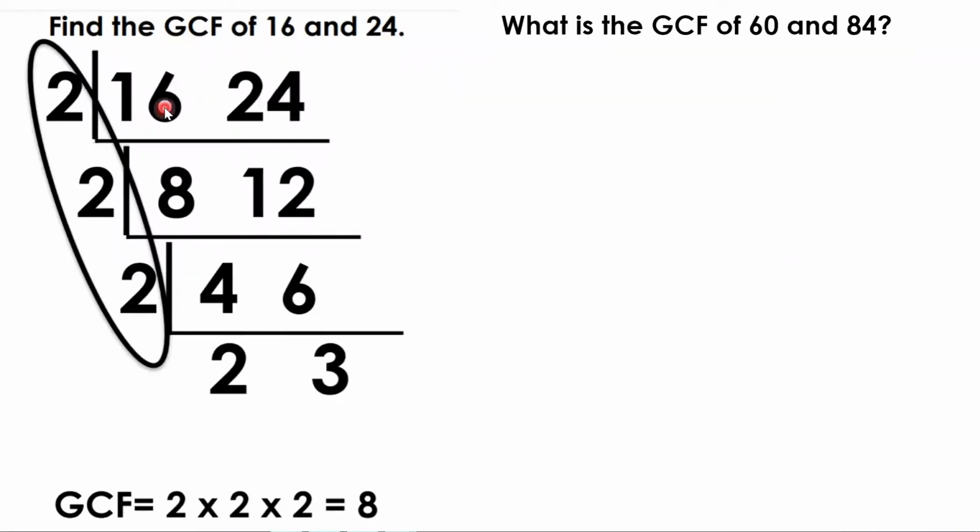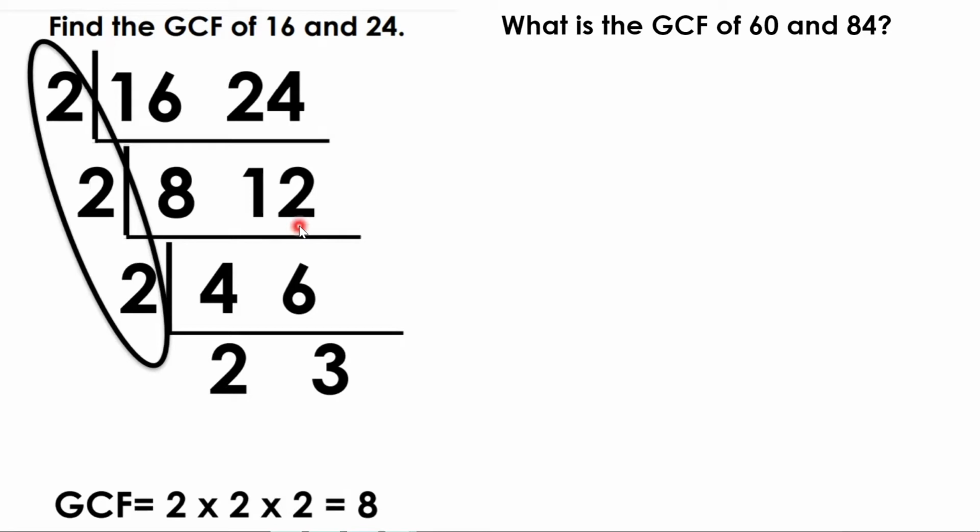So first you write 16 and 24 in the first layer of the cake. And because they're both even numbers, you can divide 16 and 24 by 2. So you write 2 on the outside of the cake. 16 divided by 2 is 8. That goes in the next layer of the cake. 24 divided by 2 is 12. That goes in the next layer of the cake.